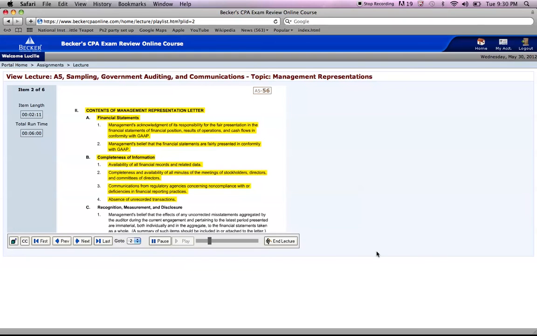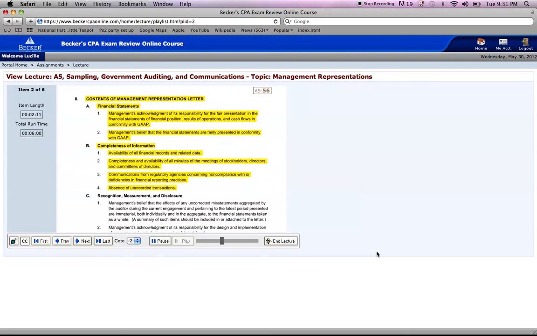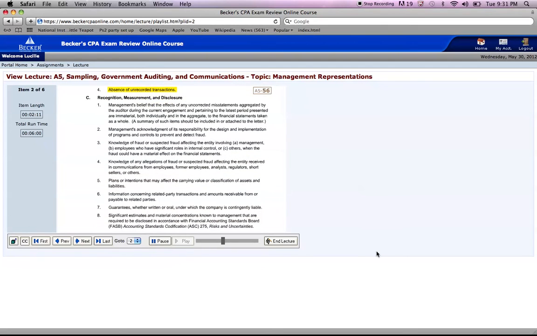Now, compliance, a completeness of information. That again, availability of all financial records and related data. Once again, the completeness and availability of all minutes of the meetings of the stockholders, directors, and committees. Communications with regulatory agencies concerning noncompliance with or deficiencies in the financial reporting practices. And absence of unreported transactions. All of those are going to be part of the content that management is going to give us the letter on. Now, when it comes to recognition, measurement, and disclosure, which you saw up there, they're the ones responsible for all of that.